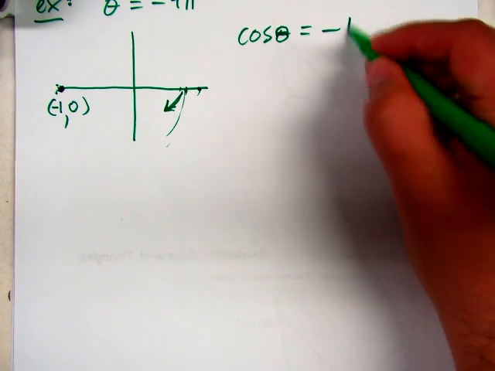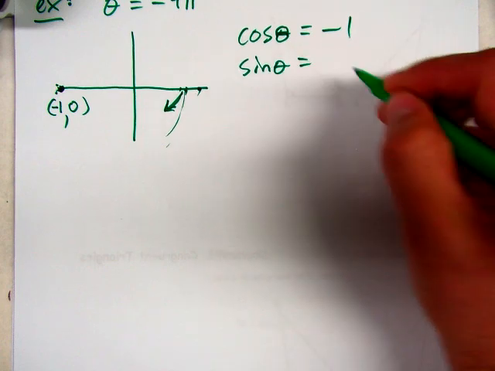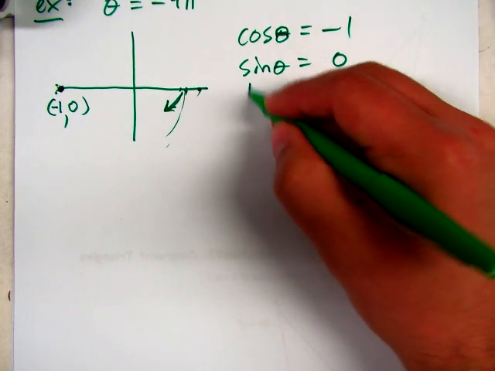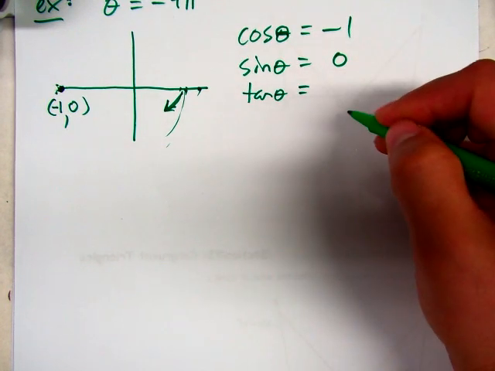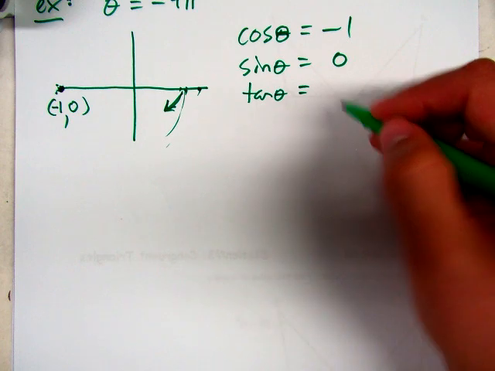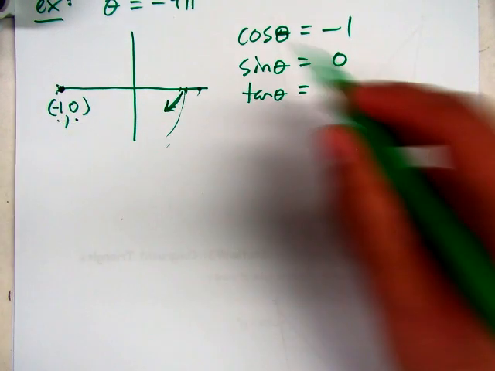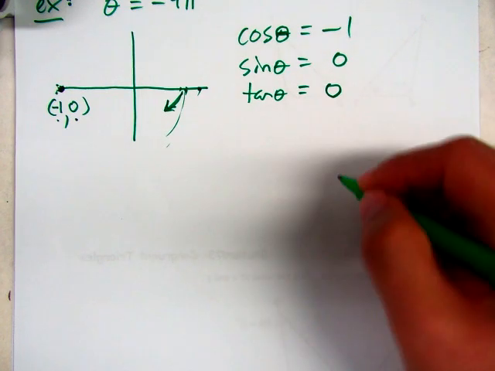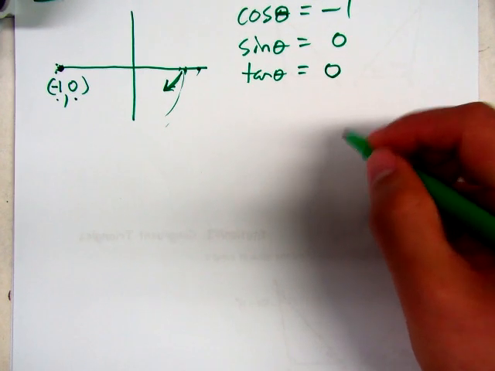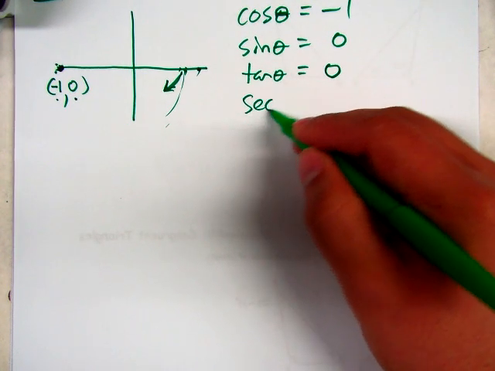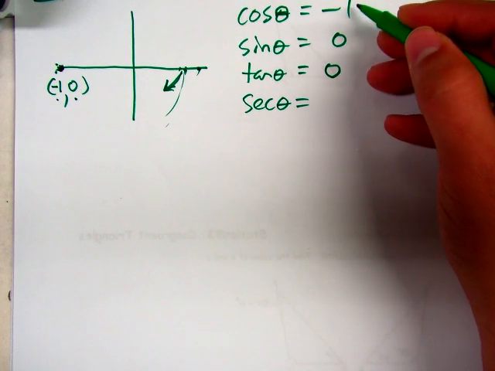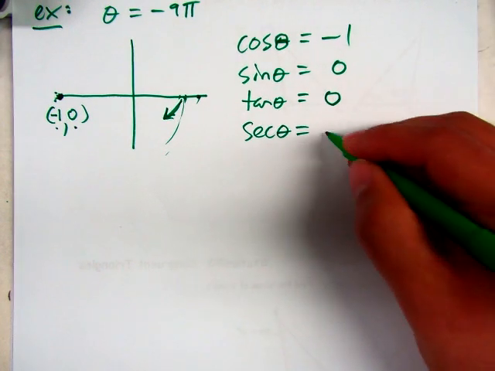Negative 1. Good. Sine theta. Good. Tangent is y over x, so it's 0. Do you guys see how we're getting those so quick now? Yes. Secant is the reciprocal of the cosine value. It's negative 1. It's still negative 1, right?